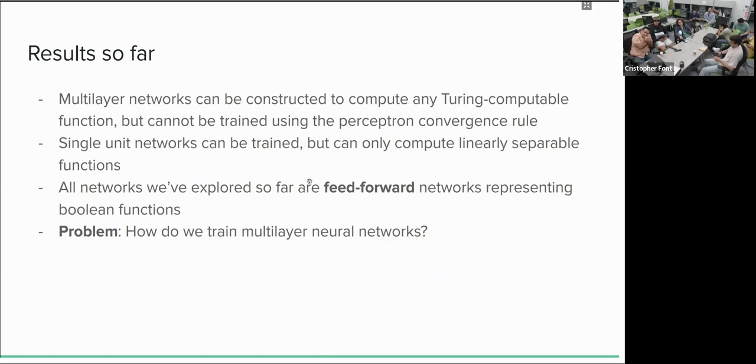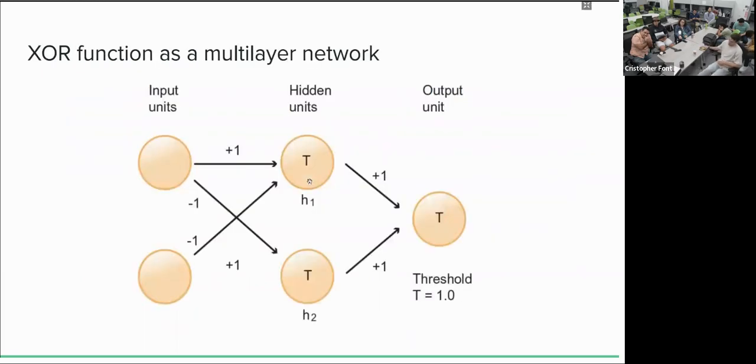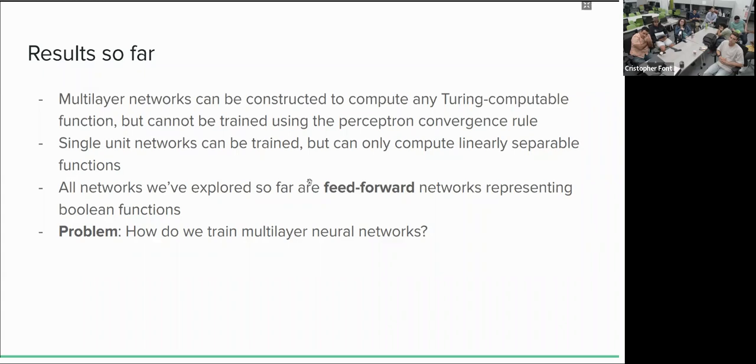Multi-layer networks can be constructed such that they can compute any Turing computable function, but they cannot be trained using the perceptron convergence rule. It kind of makes sense because what we were doing earlier basically relied on the fact that inputs and weights were independent, but now they're actually not because a neuron has inputs from all of its previous neurons. So it's not really independent anymore. We can't really do that. So that's kind of a problem.